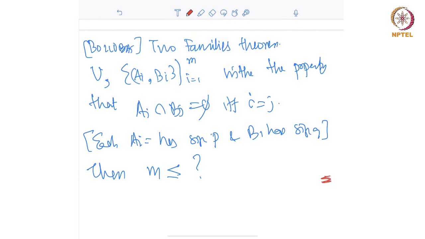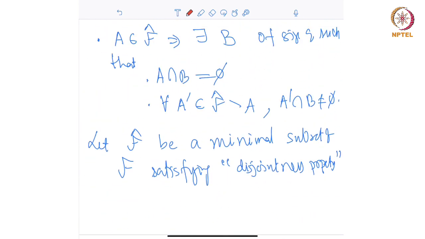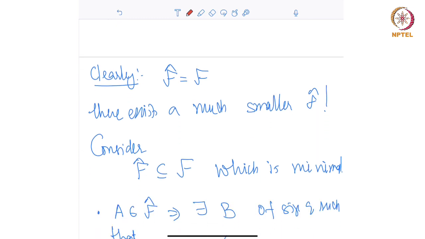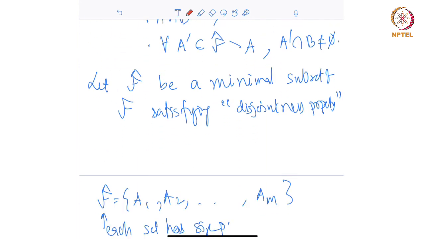In fact, what we will show is that M is less than or equal to p plus q choose p. So the number of such pairs that we could obtain is upper bounded by a function of p and q. It does not depend on the size of the universe. Then it would imply that F hat had size p plus q choose p. And so that's great, right?